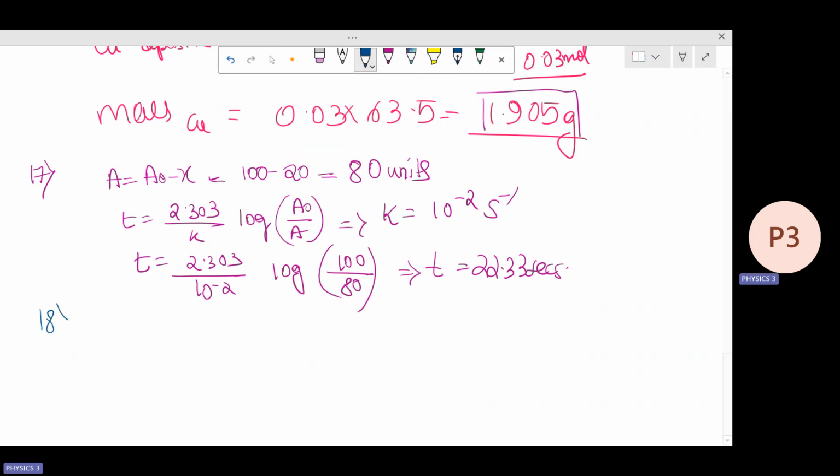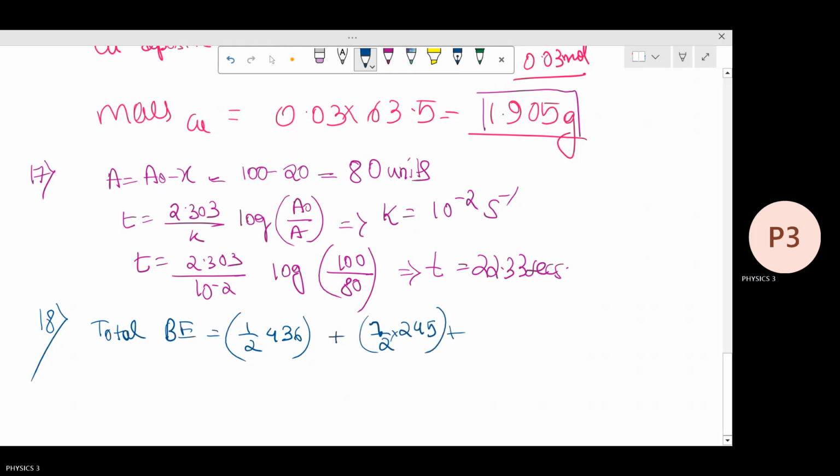Question number 18. For question number 18, they are talking of some bond energy, so we have to consider the bond energies. First of all, let us find out the total bond energy. Total bond energy will be equals to half of 436 plus half of 245. Okay, this was what they have given. Now total bond energy they are considering.